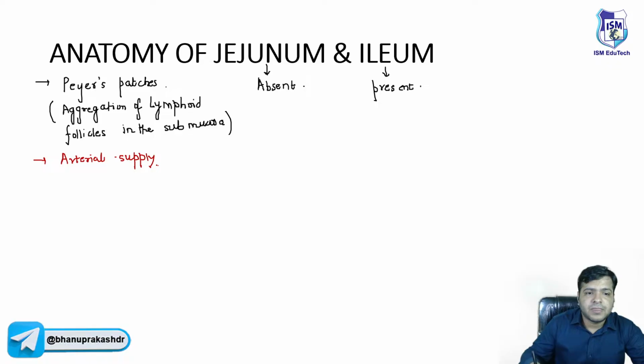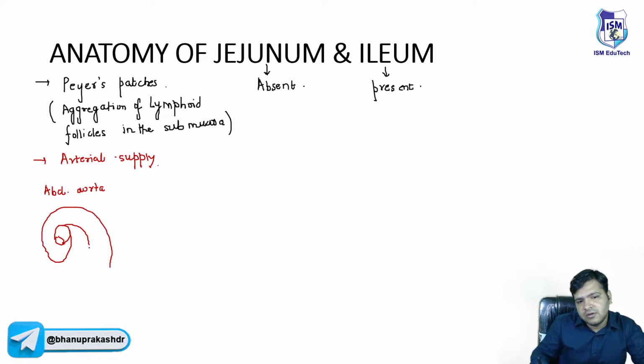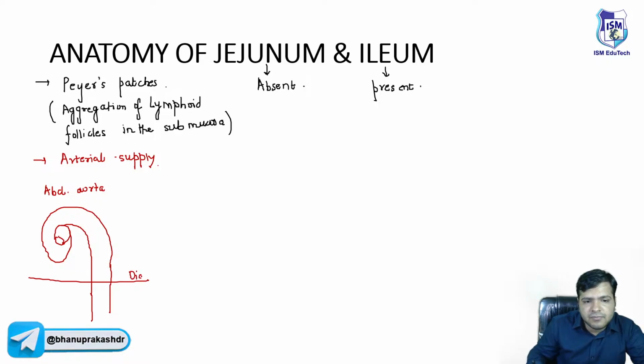You already know that we have the abdominal aorta. I don't even need to tell you, the abdominal aorta is a continuation of the thoracic aorta. The thoracic aorta is a continuation of the arch of aorta. You already know this particular picture, right? I have drawn it multiple times. Below the level of the diaphragm, we have the abdominal aorta.